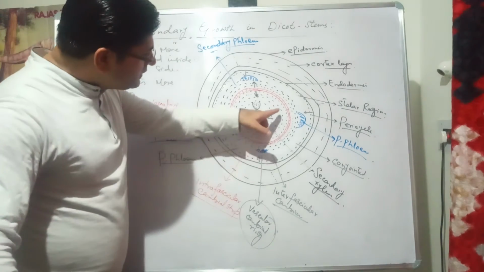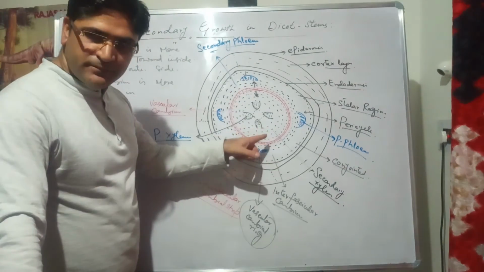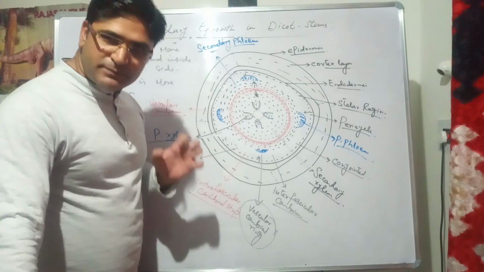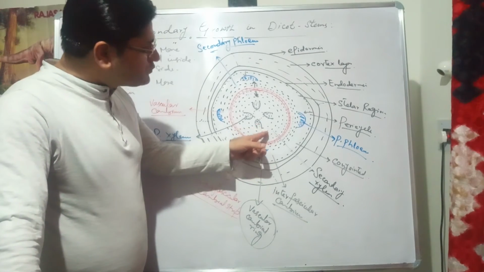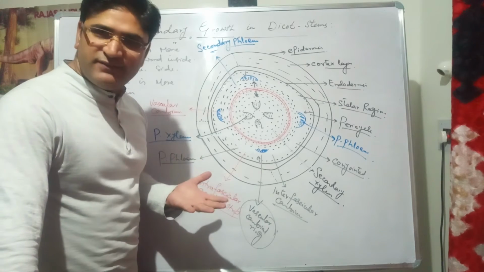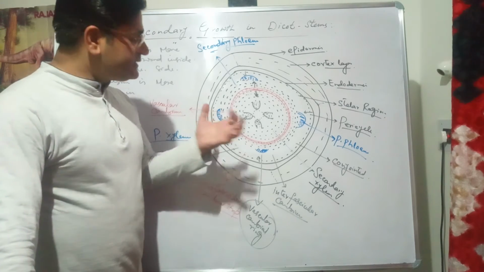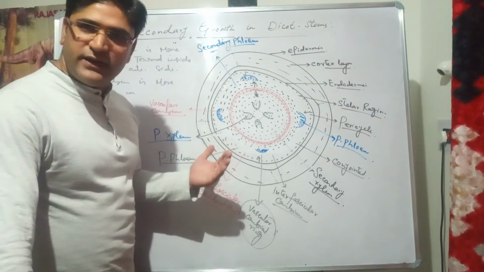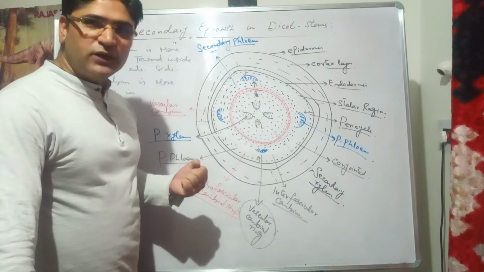So in the spring, this wood is going to be formed. The wood which is formed in the spring season, that is this wood. At the time of the spring season there is more water availability inside the plant, and xylems are wide, their lumen is wider, so they can transport more water and minerals.